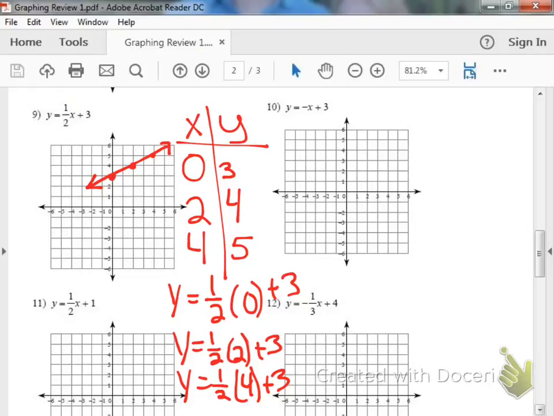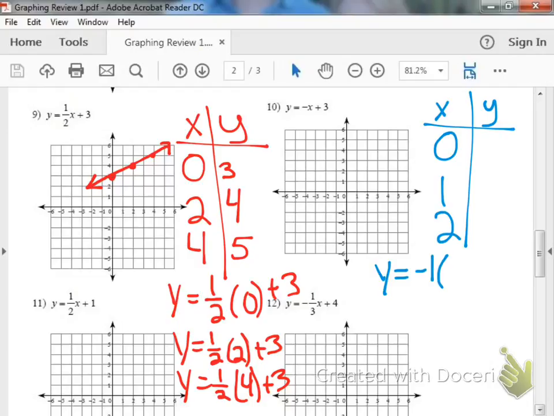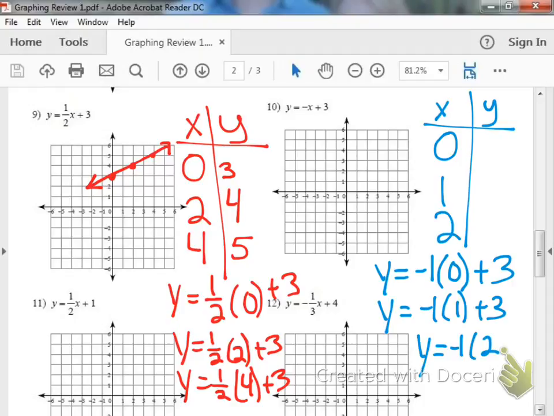All right, I'm just going to keep going. Hopefully we don't have homework. It is Friday. All right, I'm going to plug in 0, 1, and 2 on number 10. Regular old problem. Remember, negative x is like negative 1 times x. So I'm going to multiply negative 1 by 0. Then I'm going to multiply negative 1 by 1. Then I'm going to multiply negative 1 by 2. And each time I'm adding 3 afterwards.